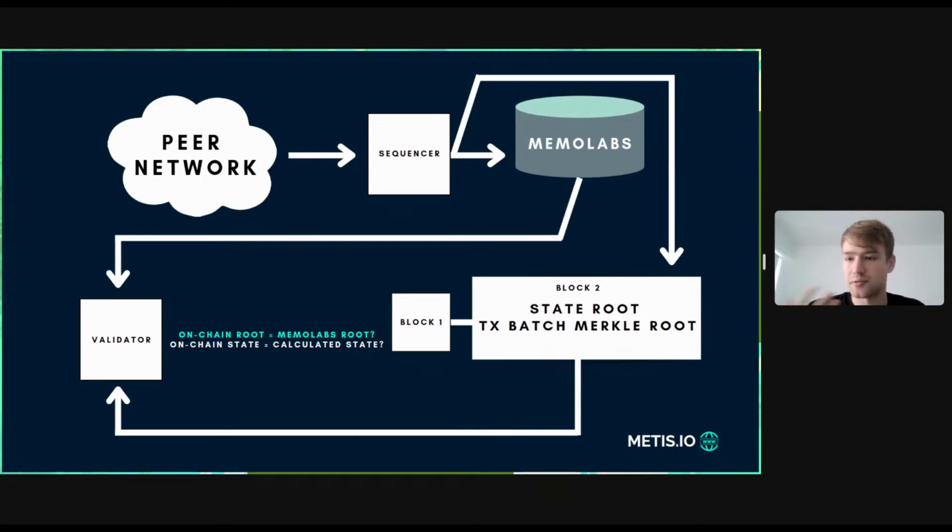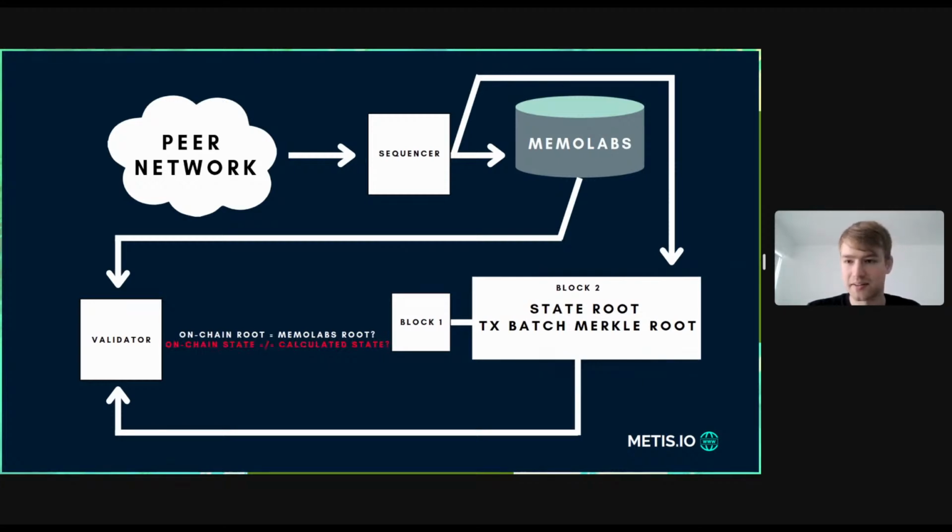Then they do 2 comparisons. Does the on-chain root match the Memo Labs root? If it does, then they check the state. Does the state match the calculated state after executing all of the transactions present from the Memo Labs storage? If good, then nothing else gets done. It's treated as everything is good. This is the optimistic case where, since everything is good, we don't need to do anything else.